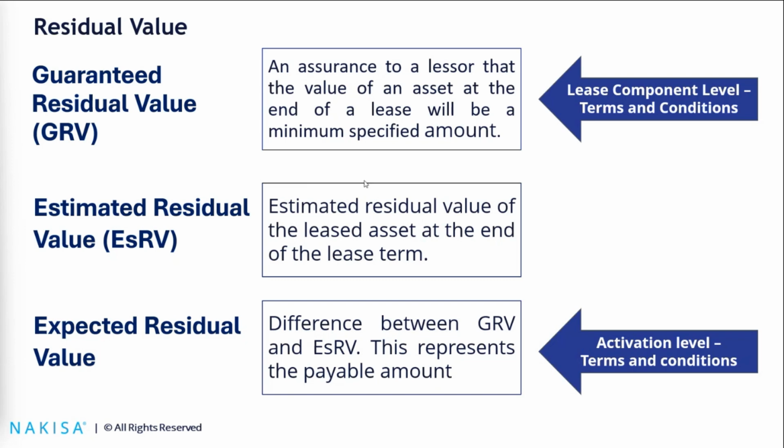And we have estimated residual value, which is the estimated value at the end of the lease term. And the expected residual value is the difference between the guaranteed residual value and the estimated residual value. This is the actual amount that we pay to the lessor to compensate for any, let's say, deficit. And it is set in the activation group terms and condition.